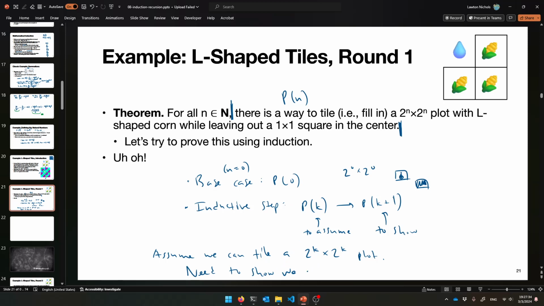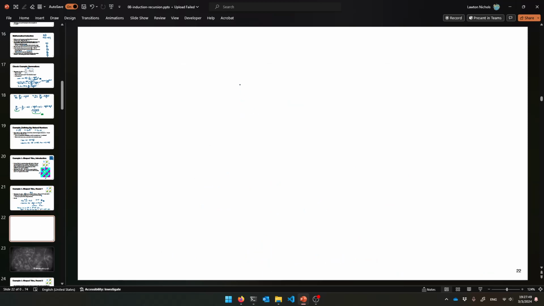I need to show we can tile a 2^(k+1) times 2^(k+1) plot. But we can use this as firepower. So let's break it down. In general, if you have a 2^(k+1) times 2^(k+1) plot.